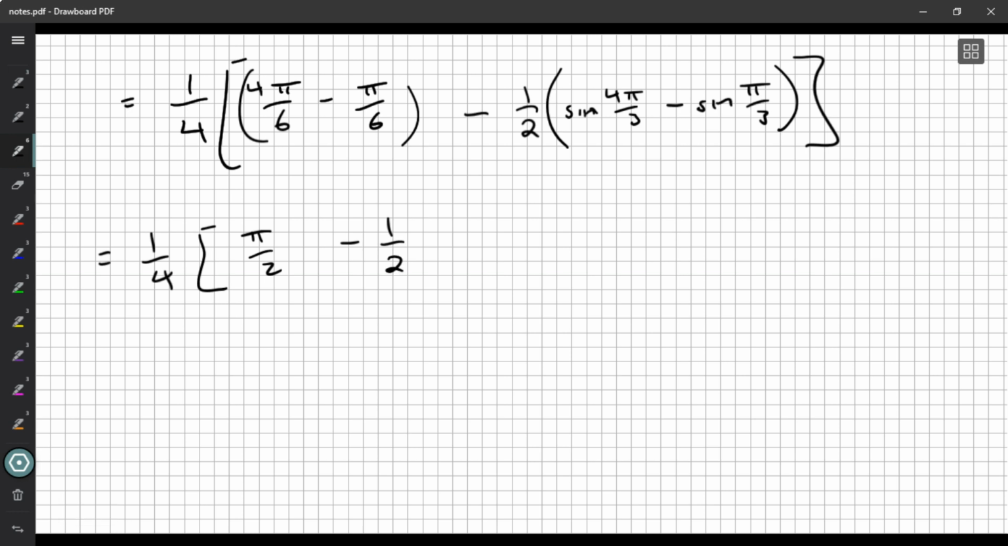And now we have to think, okay, sine 4 pi by 3. Do we know what that is? Well, sine pi by 3 is root 3 over 2. And 4 pi by 3, 3 pi by 3s would be pi, so we go down a little bit. So we should get negative root 3 over 2.